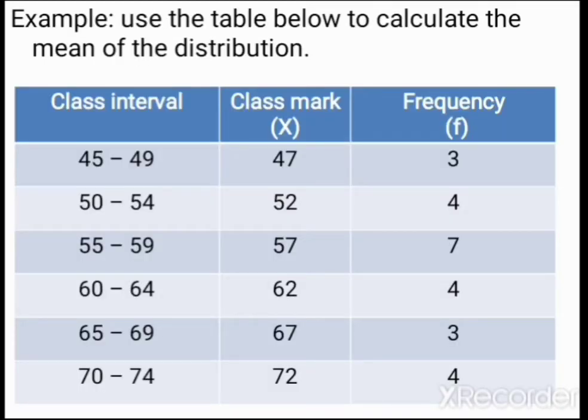So we want to continue using the previous table we obtained from grouping that raw data. This was the table we obtained. Use the table below to calculate the mean of the distribution. This table is the one we obtained when we grouped the raw data of 25 mathematics students.